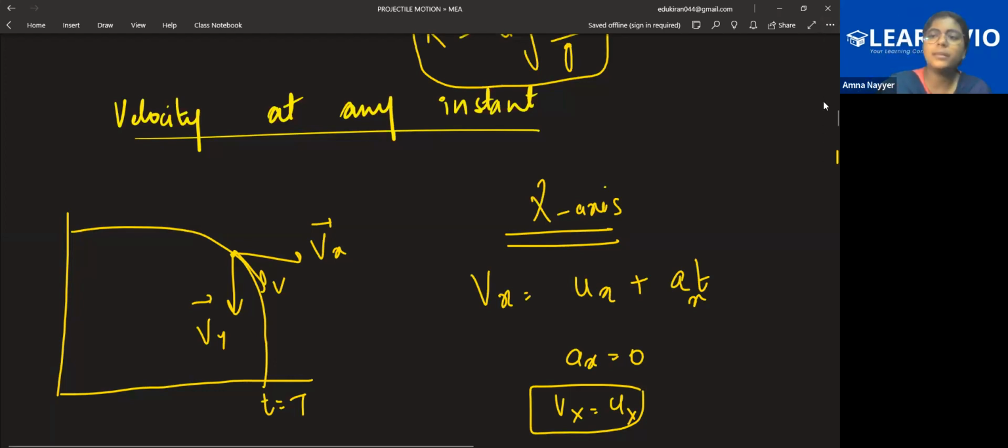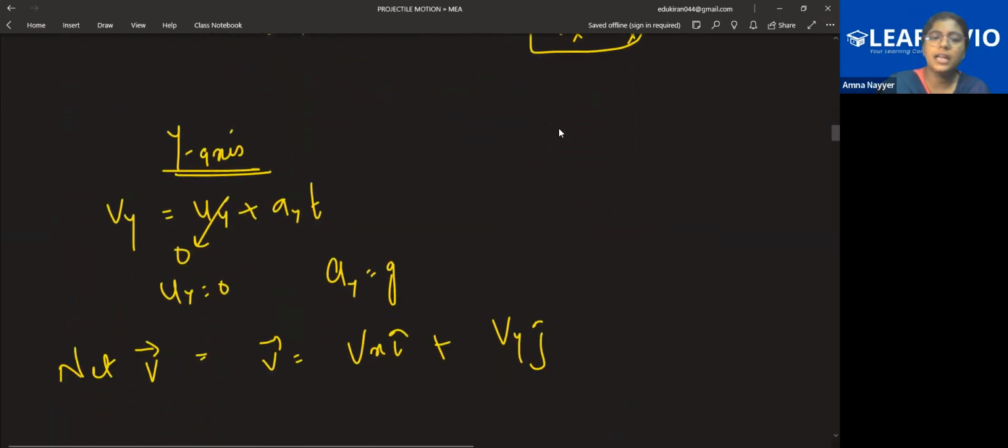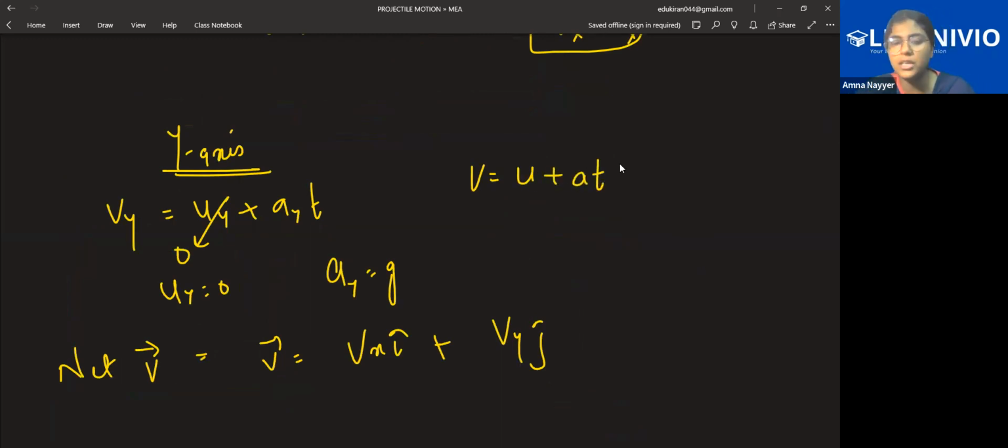Now when we are coming to y, along the y-axis, Vy is equal to Uy plus Ayt. Uy is 0. Basically, our main equation is V is equal to U plus At. So along the y-axis, when we are calculating anything, it will be Vy equal to Uy plus Ayt. Uy is 0, Ay is g, so this is our final equation: Vy is equal to gt.